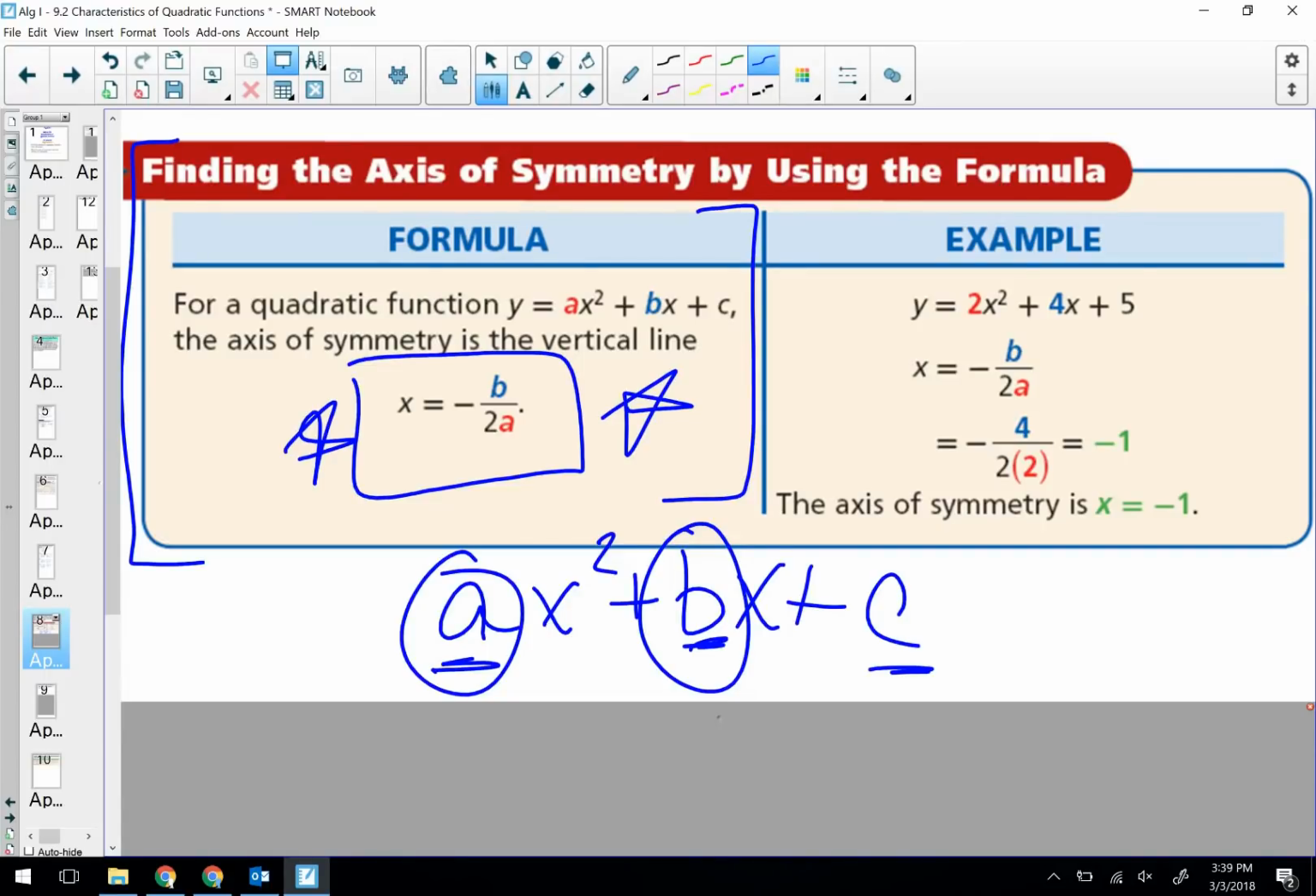Just like here. Take a look at this example. Negative b over 2a. Negative 4 over 2 times 2. 4 over 4 is 1, so it's negative 1. X equals negative 1.